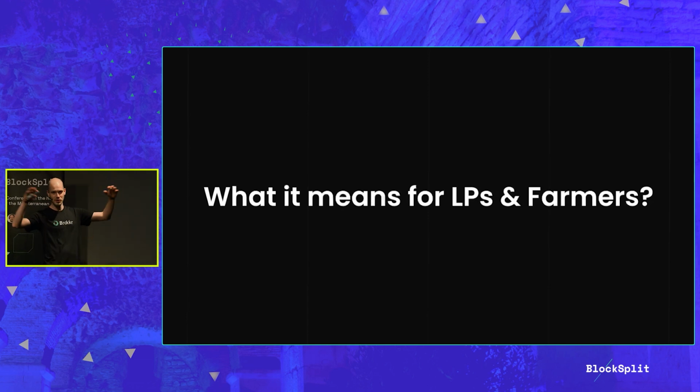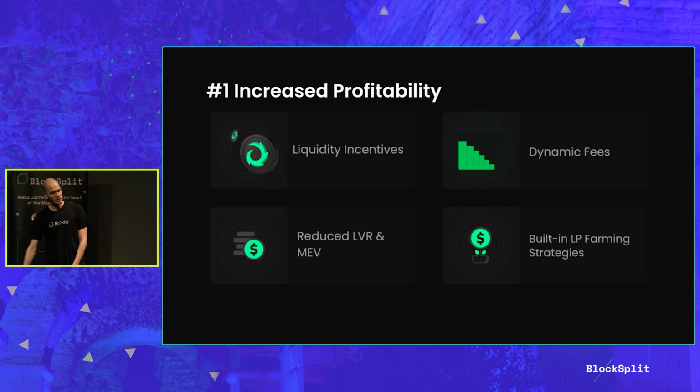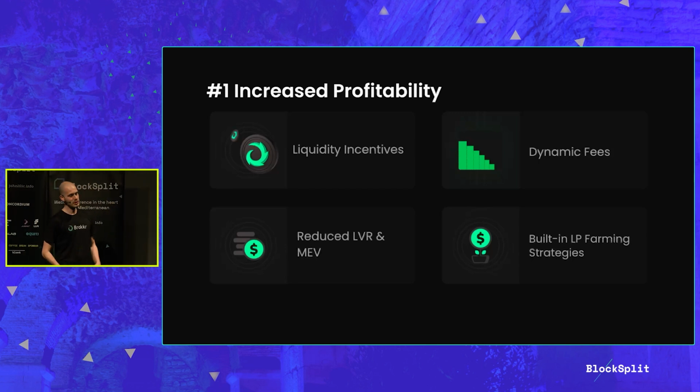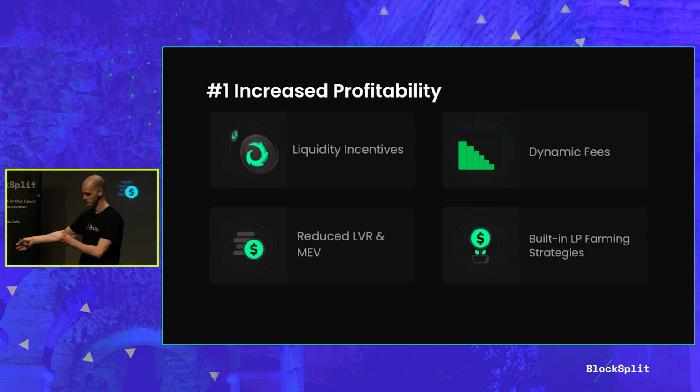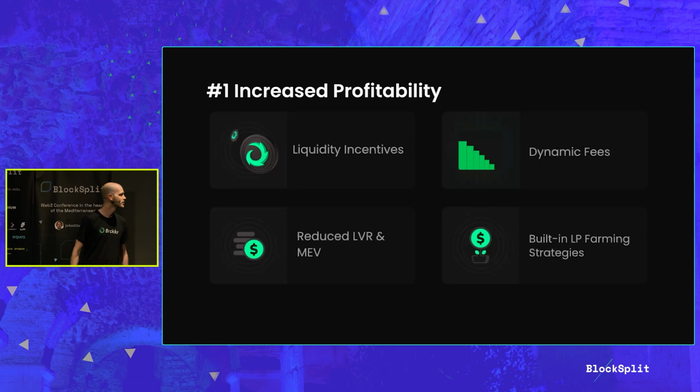So, what do all of these hooks mean for LPs and the farmers? Well, first of all, because we have a lot of these awesome hooks that try to incentivize liquidity providers, we will have liquidity incentives, which we already built as a hook, but there can be numerous ways how these liquidity incentives could work. They could be something where a protocol wants to incentivize with their own token. They can have a treasury somewhere that says, hey, we're going to put 10,000 USDC every day in here, and LPs get that, and so on.